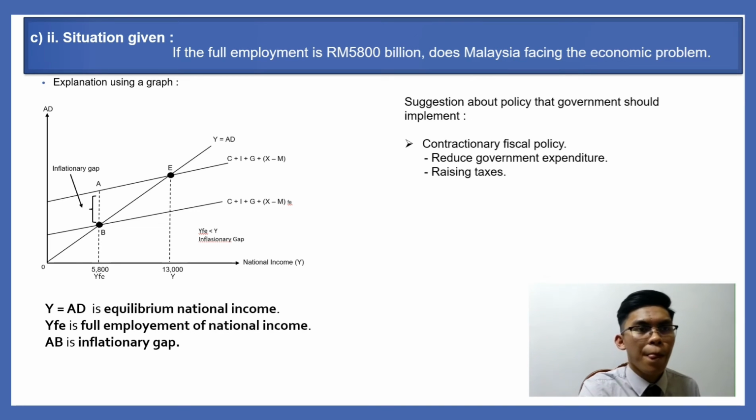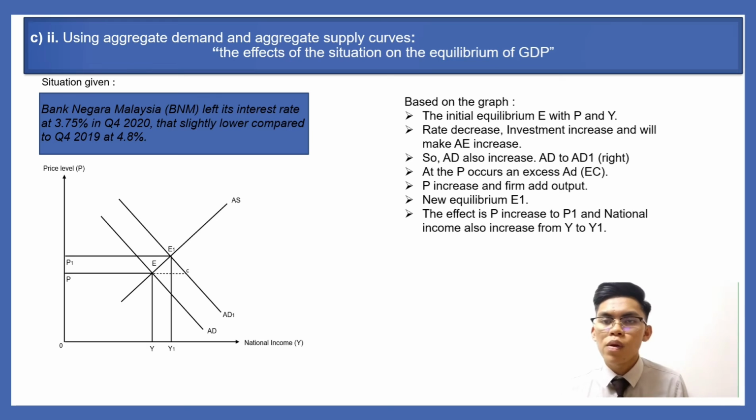Okay, for question D, I will explain this answer using the aggregate demand and aggregate supply curve. Based on the graph, the initial equilibrium is reached at point E, at the price level of P and the national income is Y, when the AD curve intersects with the AS curve.